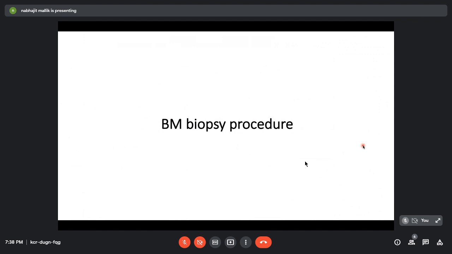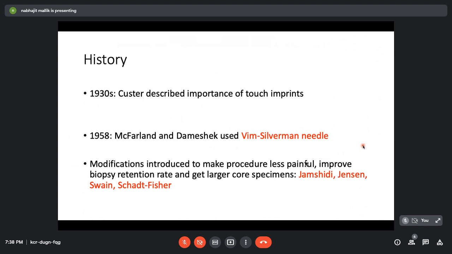Now, let's go to a bit of history. In the 1930s, Custer described the importance of touch imprints for the first time. As we discussed, in 1958, McFarland and Dameshek used the Vim-Silverman needle, and modifications were further introduced to have less painful procedures, more biopsy retention rate, and larger core specimens. The first of such modifications was made by Jamshidi, and further modifications were made by Jensen, Swain, and Schackfisher.